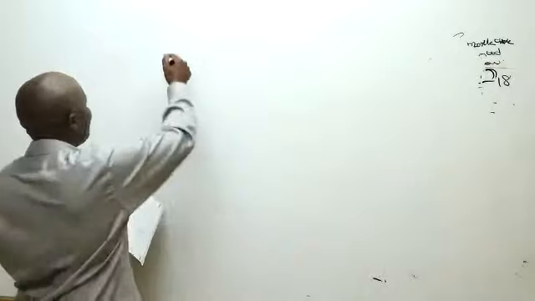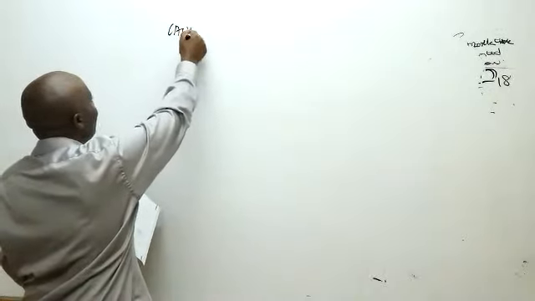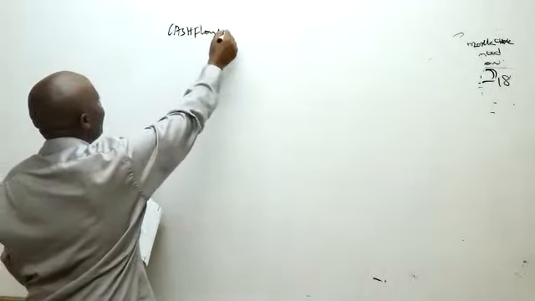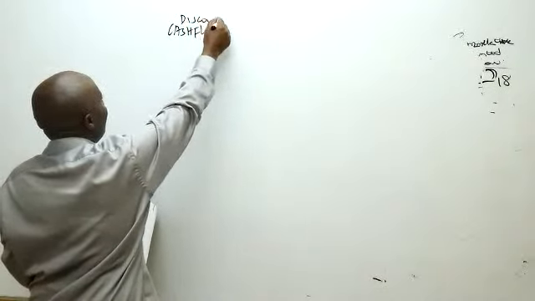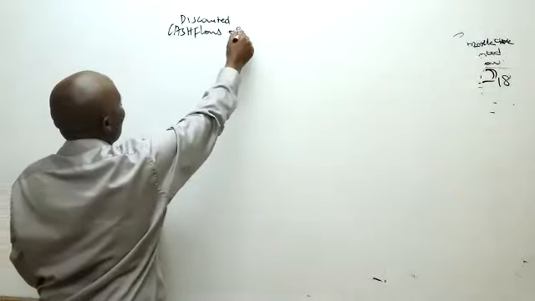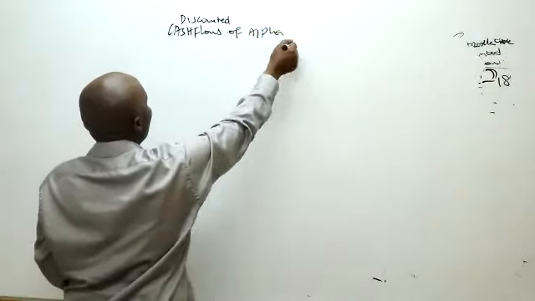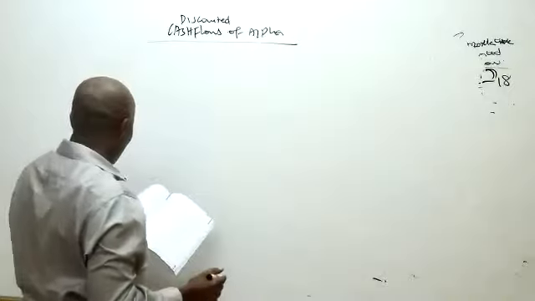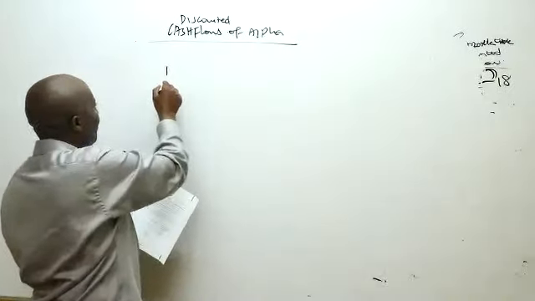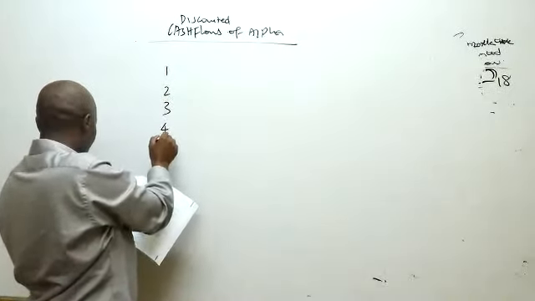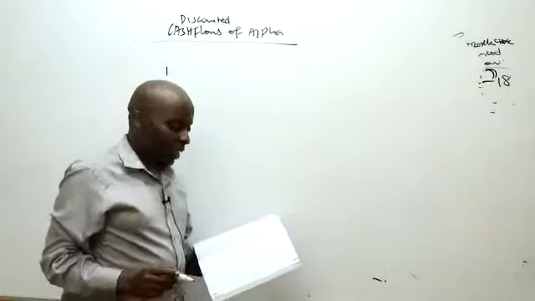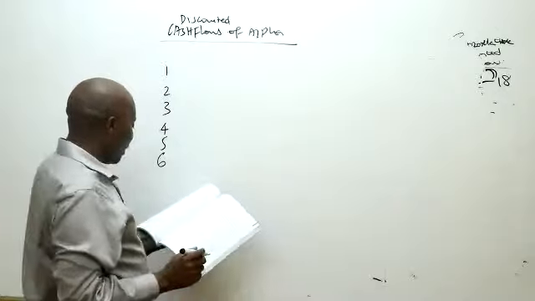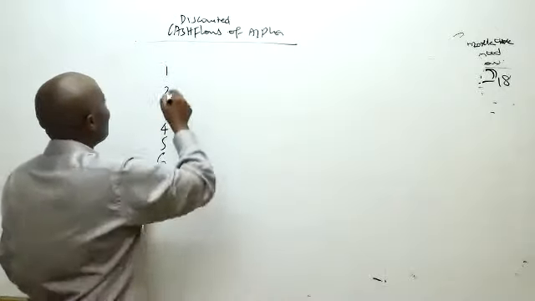So we have here the discounted cash flows of project alpha. We have our year: 1, 2, 3, 4, 5, 6. And then they have given me what they are calling the pre-tax cash flows.